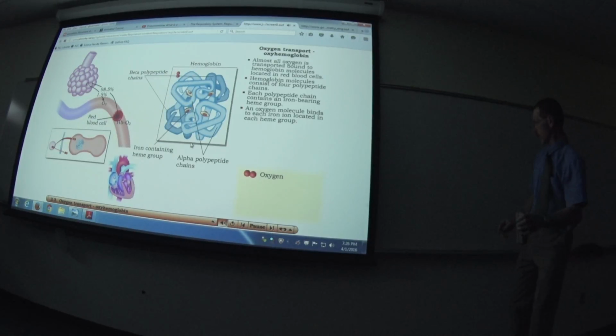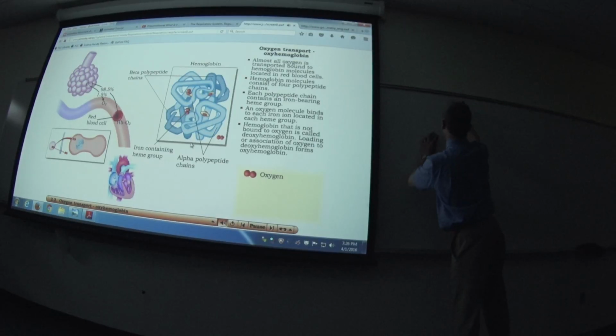An oxygen molecule binds to each iron ion located in each heme group. Hemoglobin that is not bound to oxygen is called deoxyhemoglobin. Loading or association of oxygen to deoxyhemoglobin forms oxyhemoglobin.